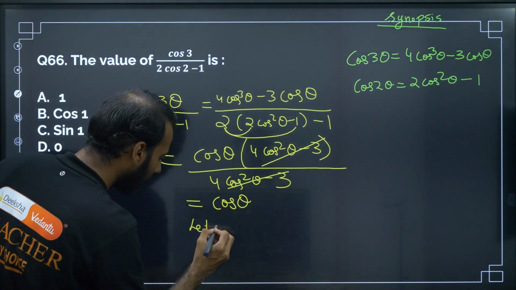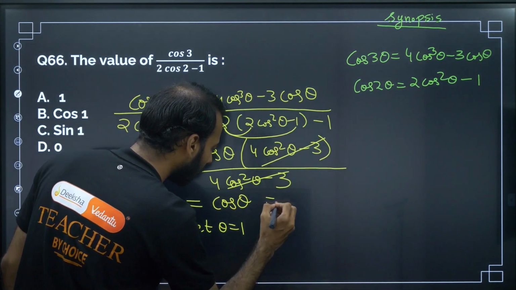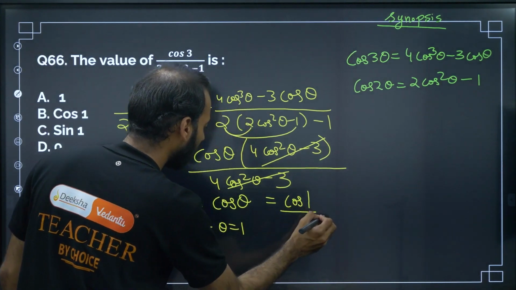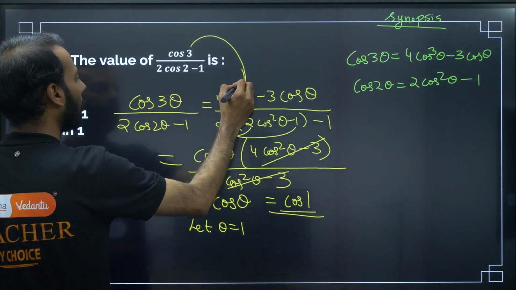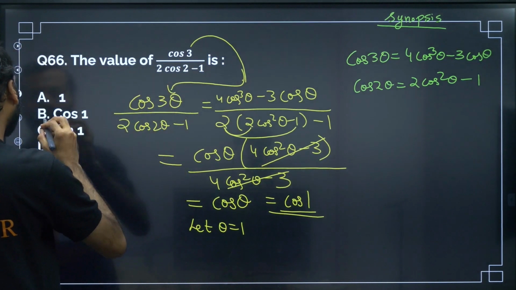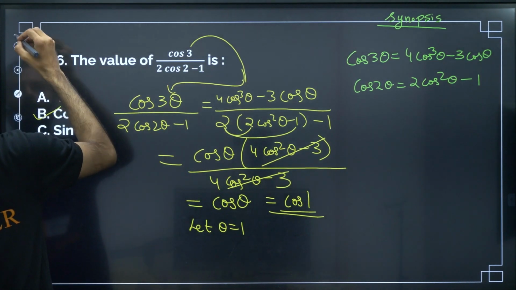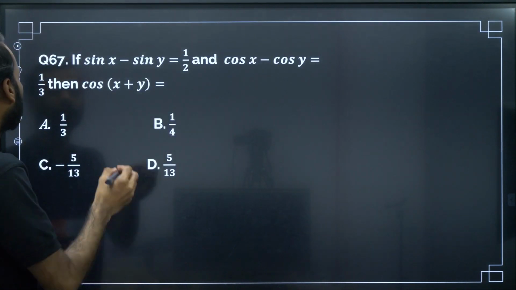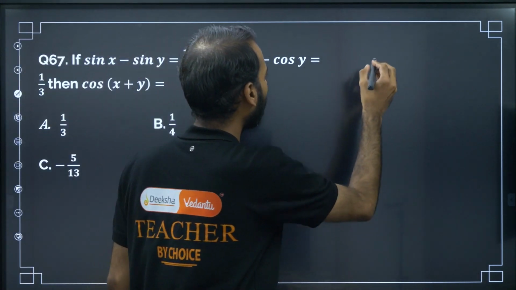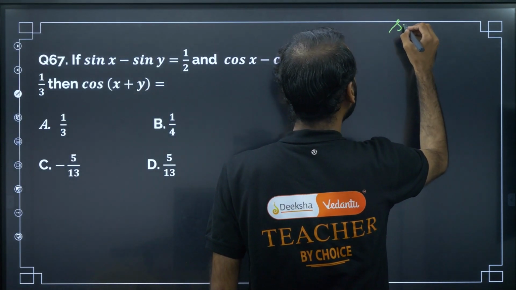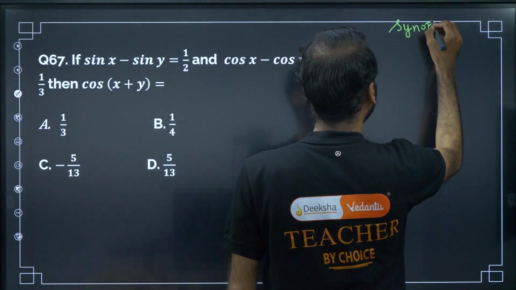So let theta be equal to 1. This becomes cos 1, because here in the question, if you observe, we are taking 3 as 3 theta. So cos 1 is the answer. Moving on to the next question. If sin x minus sin y, in the synopsis you should be knowing 2 points. Synopsis is required for this point.